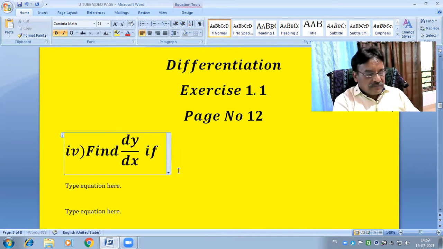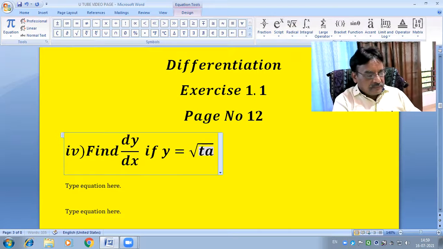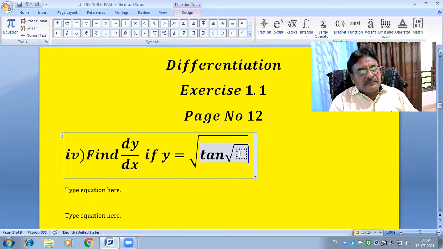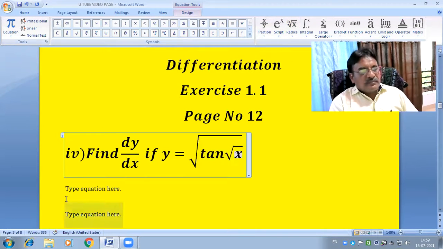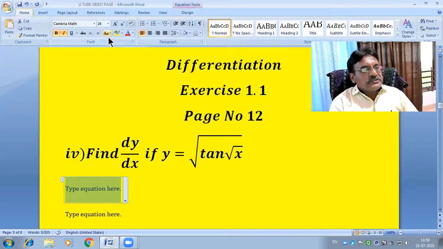Find dy by dx if y is equal to under root tan root x. This function is given, and we find the derivative of this function.